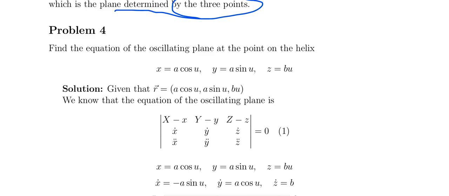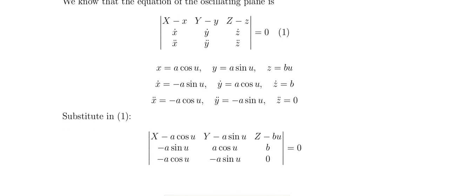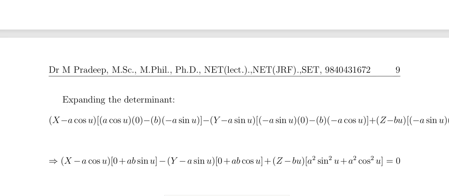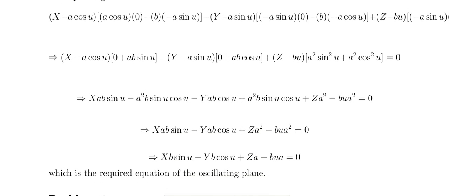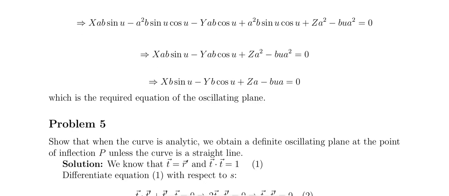Okay, at the point on the ellipse, that is x equal to a cos u, y equal to a sin u, z equal to bu, r vector equal to a cos u, b sin u, bu. That is the formula 3 for the equation of the osculating plane. So substitute and simplify; when you expand the determinant correctly, you will get the perfect answer. That is called the equation of the osculating plane.